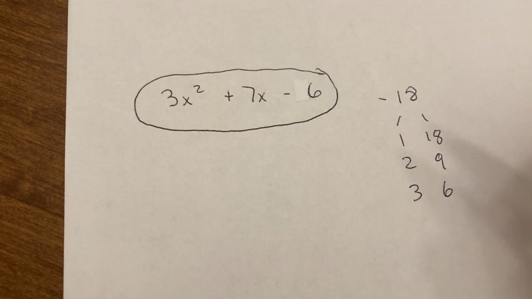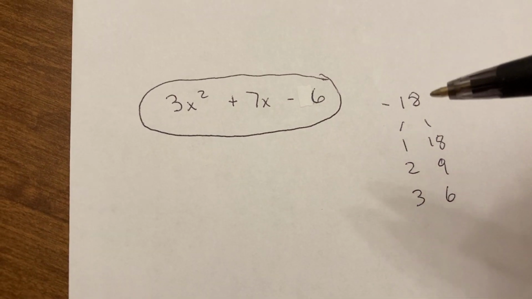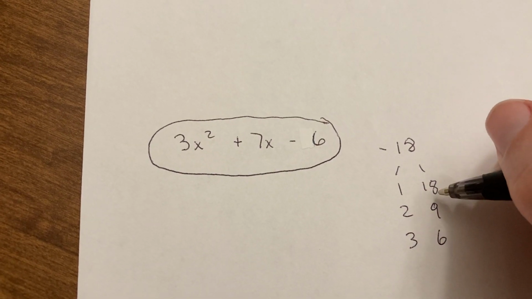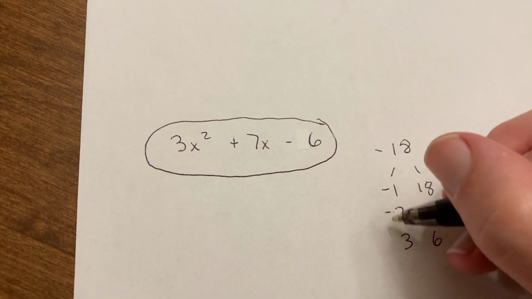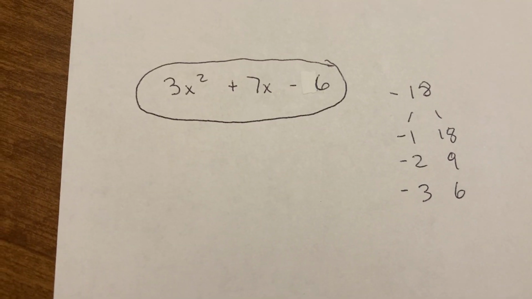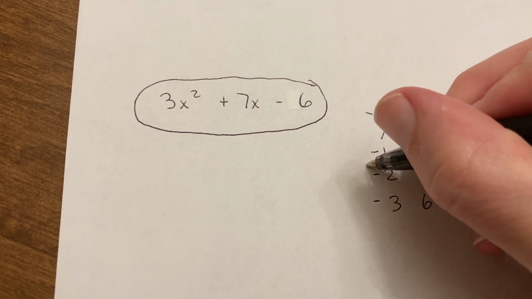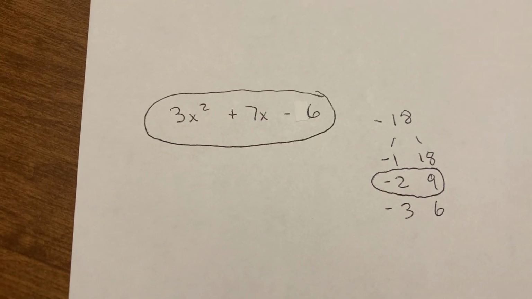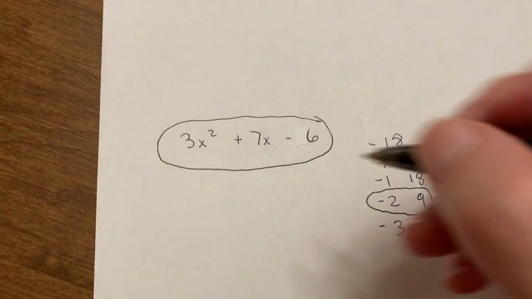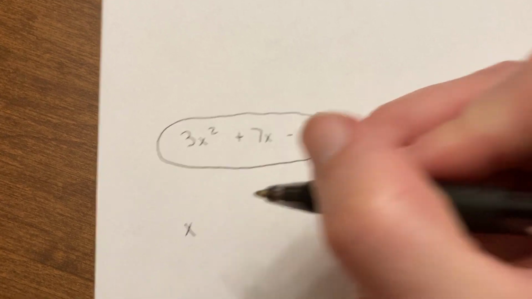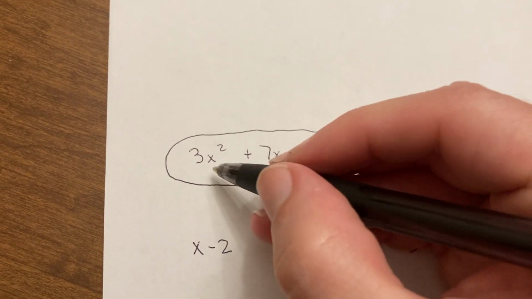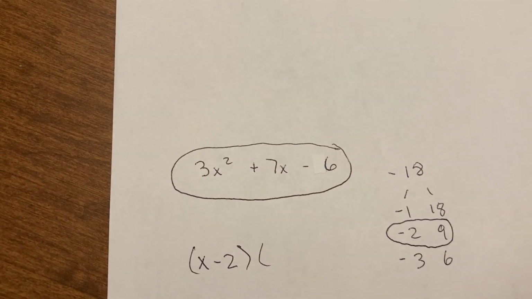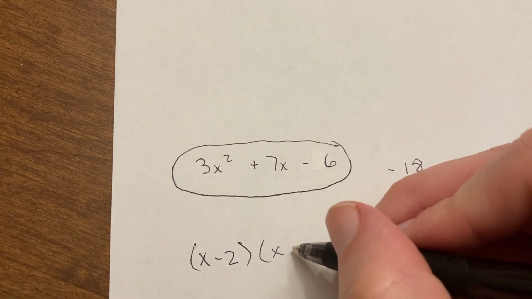Now I know when I add these together, I better get 7. So I'm going to need more positive. So I'm going to keep all the bigger numbers positive, and all the small numbers I'm going to make negatives. And I realize right here, negative 2 and 9, when added together, is going to give me positive 7. So I'm going to take those and write x minus 2, because we know that x times x is going to give us x squared, and x plus 9.